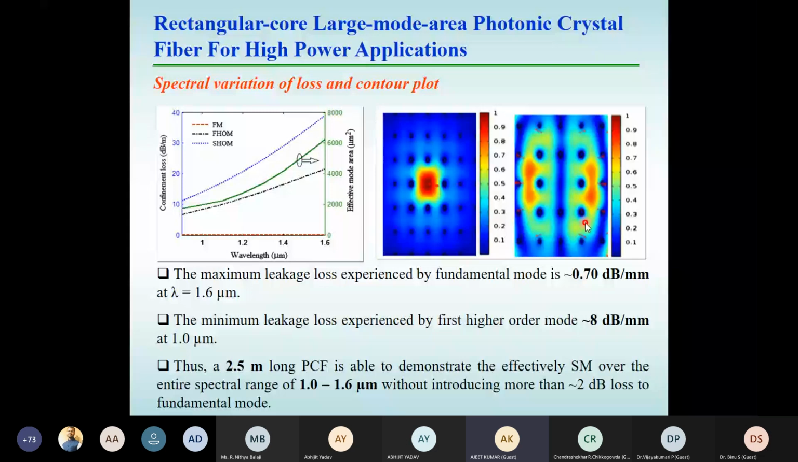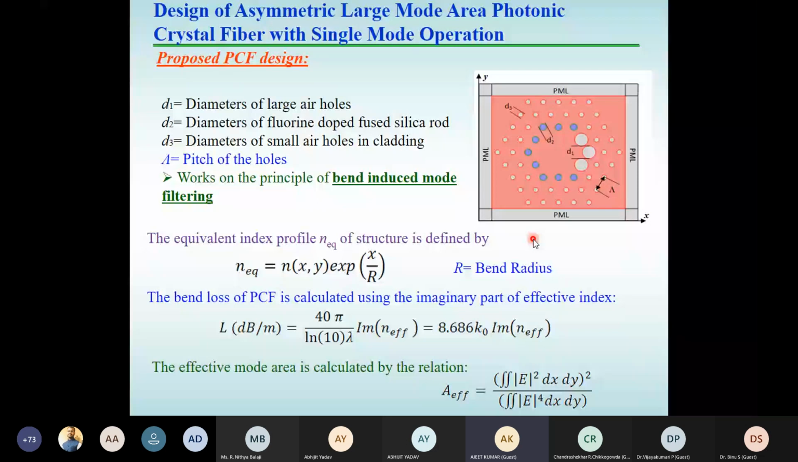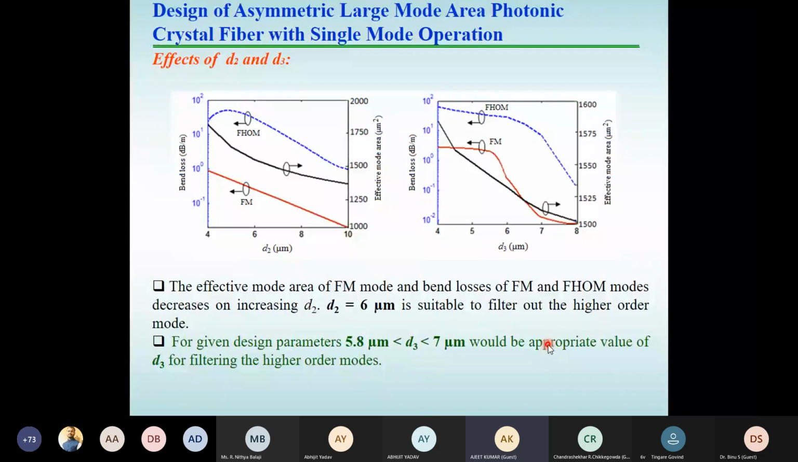Now we'll quickly move on, I will try to skip this one. I will just explain the principle: the difference we are getting in case of the other design is that we are using bend induced mode filtering. For that we have used large air holes here, and we have some design parameters D1, D2, and D3. D1 is the diameter of the large air holes, D2 is the fluorine doped silica, and D3 is again the small air ring holes. This design is based on bend induced mode filtering, and it is giving a mode area close to 1500 micrometer square. Again, we have optimized the parameters, the allowed values of D2 and D3, with the help of the simulation results.